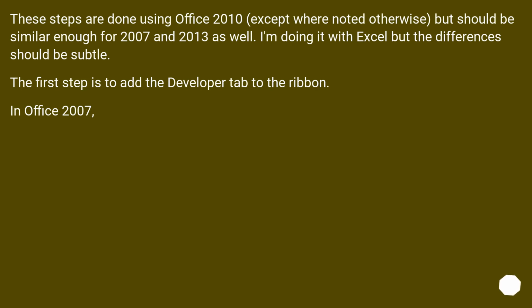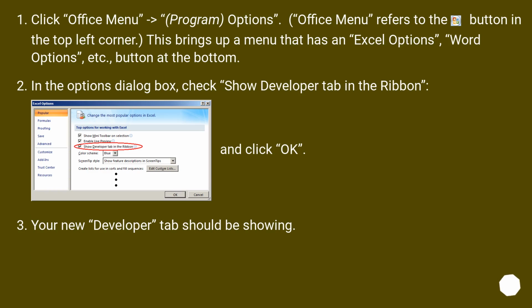These steps are done using Office 2010, except where noted otherwise, but should be similar enough for 2007 and 2013 as well. I'm doing it with Excel, but the differences should be subtle. The first step is to add the Developer tab to the ribbon. In Office 2007, your new Developer tab should be showing.